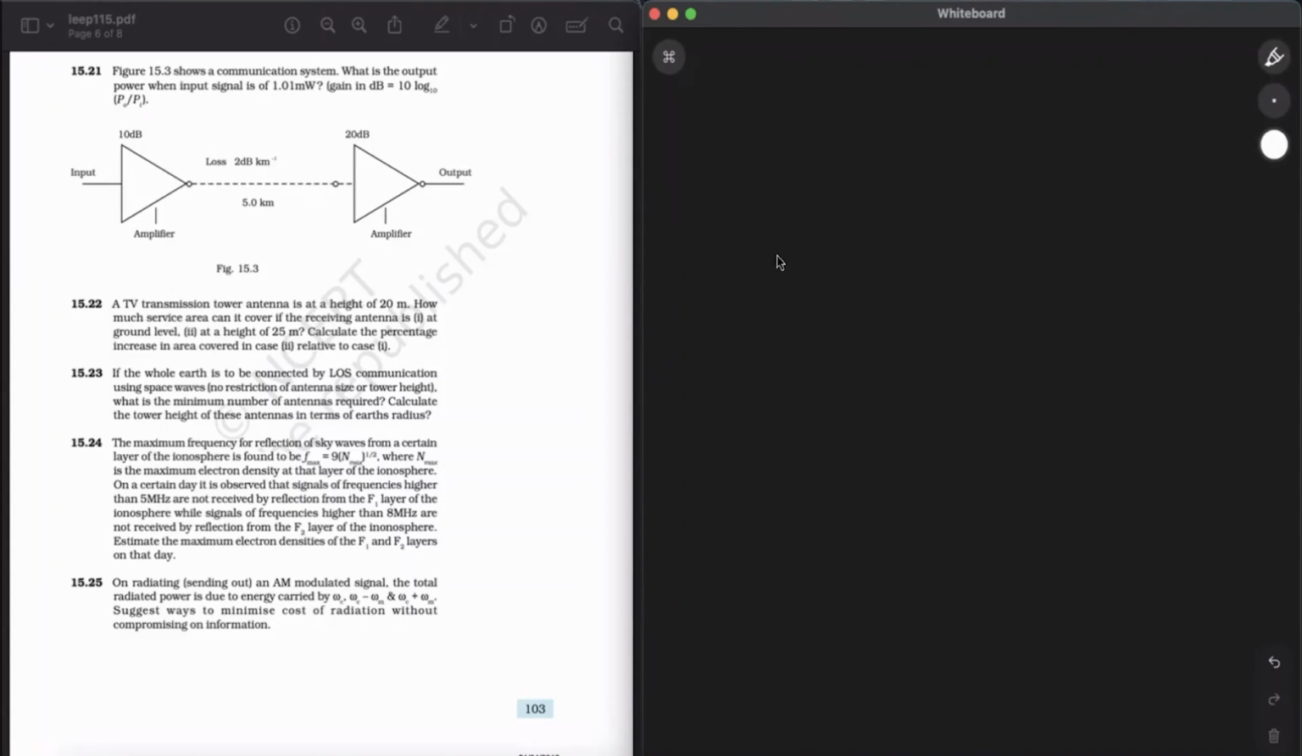I'll tell you one thing. From the Mains perspective, most of the time, 6 or 7 out of 10 questions, if you just remember the formula and know what values to put in those formulas, you'll get the correct answer. But in those 2-3 questions that come, there's a twist. There's something that they have changed.